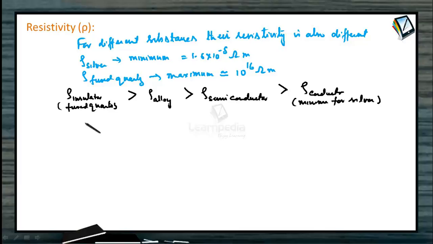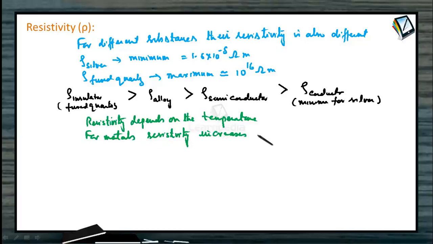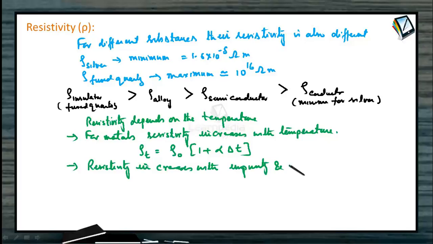Resistivity also depends on temperature, like resistance. For metals, resistivity increases with temperature. Rho T is the resistivity at temperature T degrees centigrade, rho naught is the resistivity at 0 degrees centigrade: rho T is equal to rho naught into 1 plus alpha into delta T, where alpha is called the temperature coefficient of resistivity. Resistivity increases with impurity and mechanical stress. Let us see factors affecting it, in which we can study more about temperature.